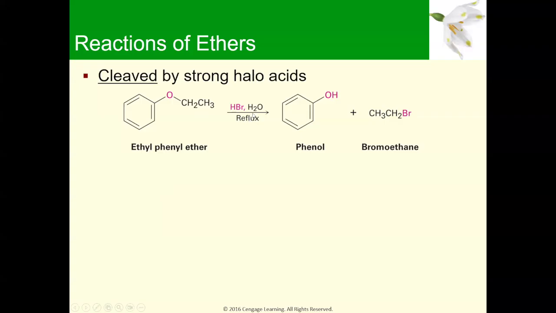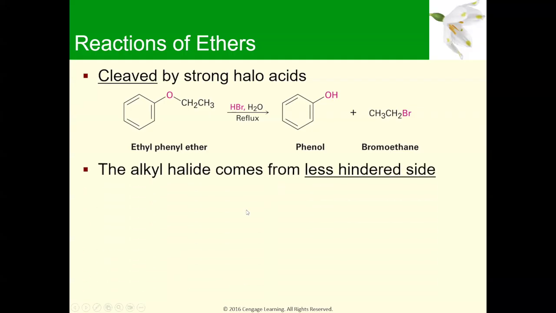But you reach the boiling point with the strong acid, and it breaks it apart into its alcohol and the alkyl halide. And the principle here is, how do you know which side becomes the alcohol versus the alkyl halide? Well, the alkyl halide forms on the less hindered side. So we'll show you an example, and then we'll come back to the previous example to show how that rule of thumb applies to that situation as well.